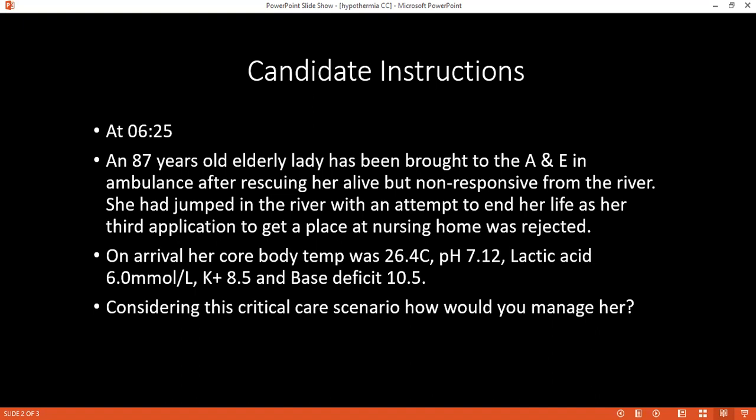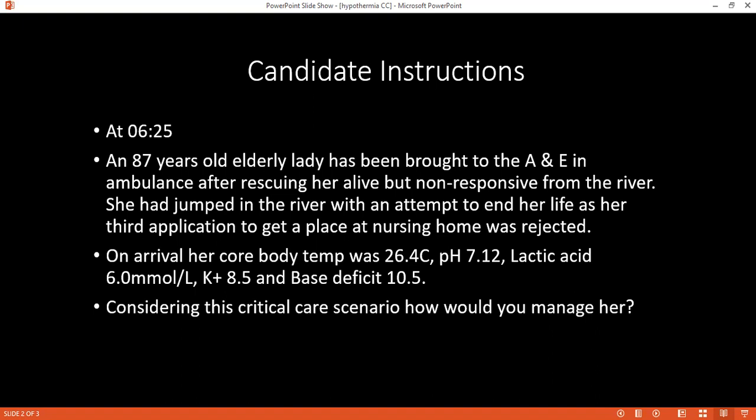Core body temperature can be measured orally, axillary, rectal, esophageal, or tympanic membrane. Rectal, esophageal, yes, but this patient is unconscious, so all right. Can you tell me what might have caused hypothermia in this patient?